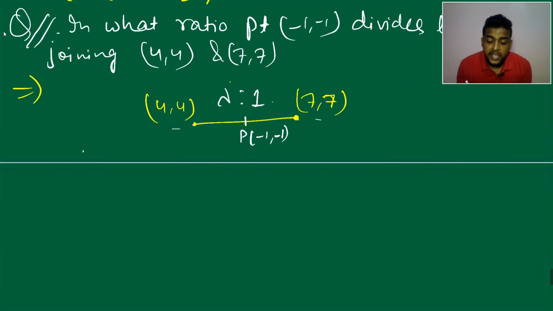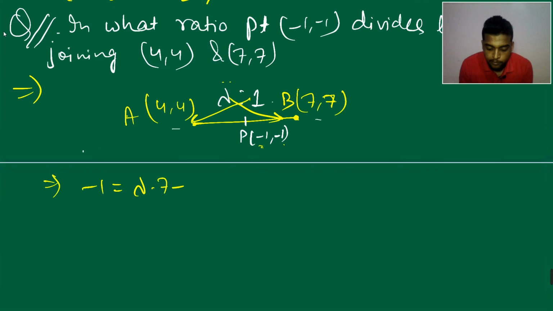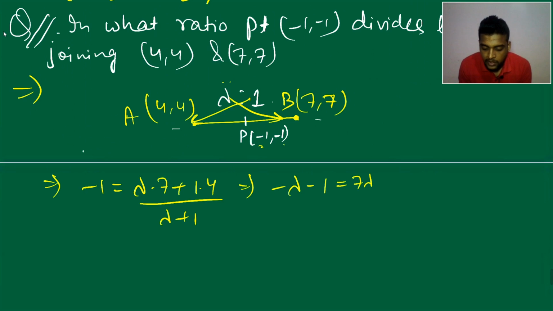Okay, what is given? We have a point A, we have a point B, we have a ratio lambda is to 1, and we have a point -1 comma -1. So let us solve. What is this -1? It is nothing but cross multiplying: lambda into 7 plus 1 into 4 upon lambda plus 1. So it is nothing but -lambda minus 1 is equal to 7 lambda plus 4. If you solve this, 8 lambda equals minus 5, so lambda equals minus 5 by 8.